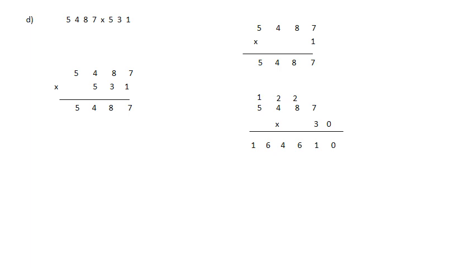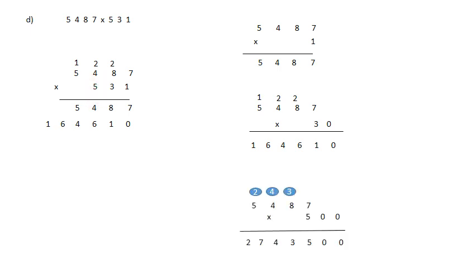As here there is no carry forward, we will just take it without encircling. Okay, this we have taken. Now what we will do, we will multiply it by 500. This is 500, so we have written here 500. We have multiplied, and we got this answer.